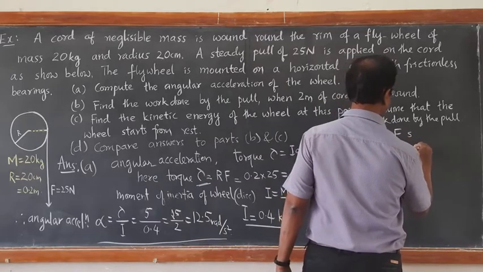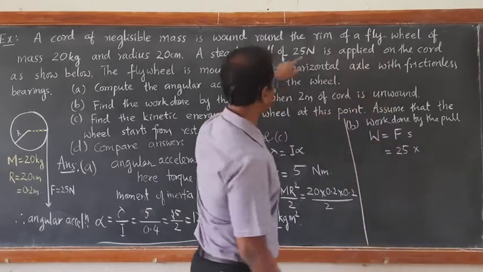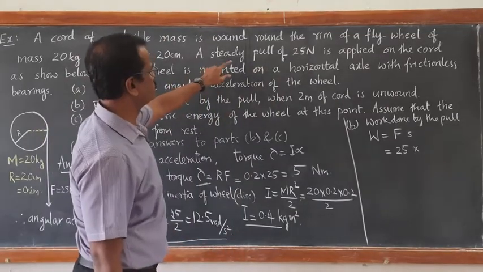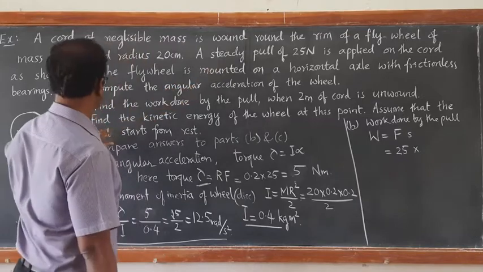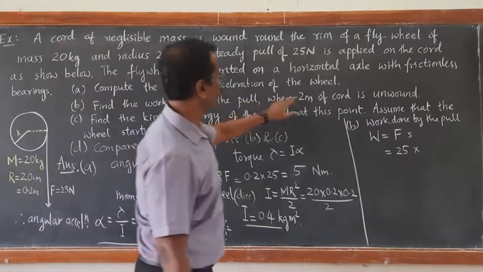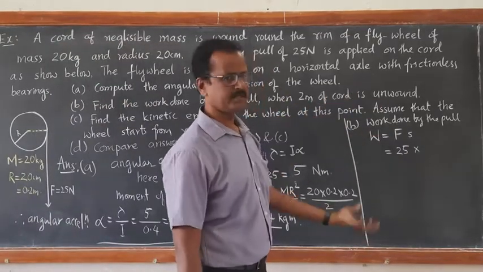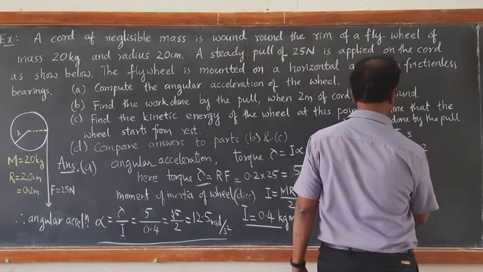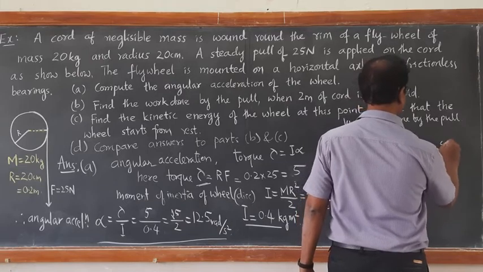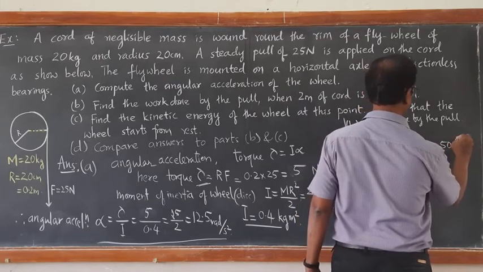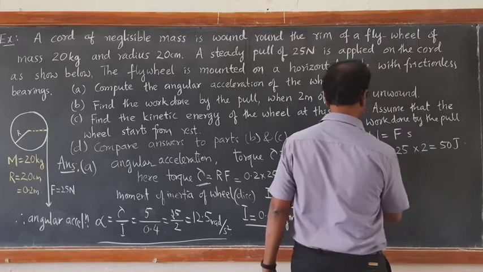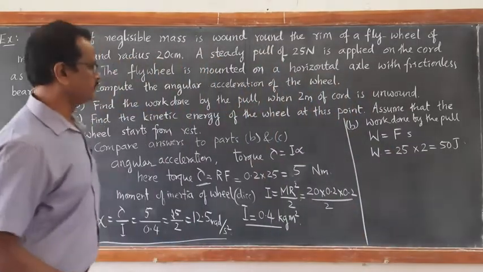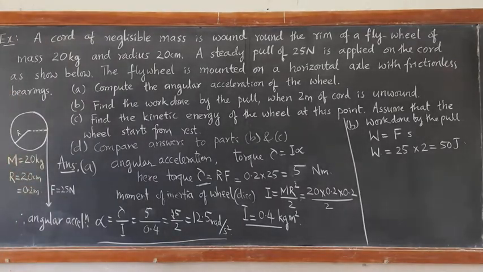And this force is applied as a steady pull. A steady pull of 25 Newton is applied when the 2 meter cord is unwound, which means the displacement of the cord is 2 meter. Therefore, it becomes 25 into 2, 50 Newton meter or 50 joule. So this becomes the work done by the pull of the force.